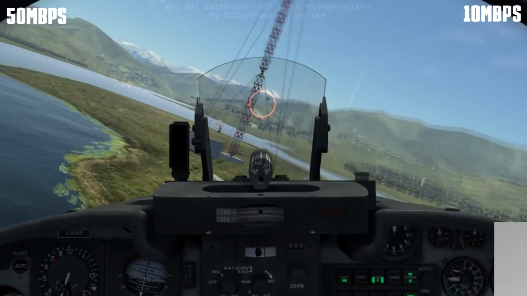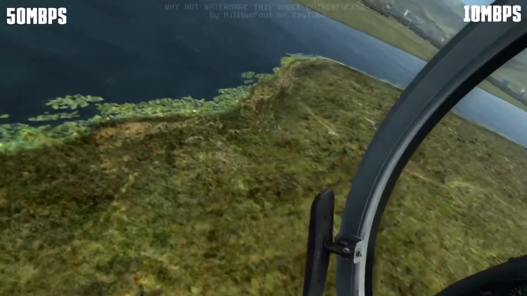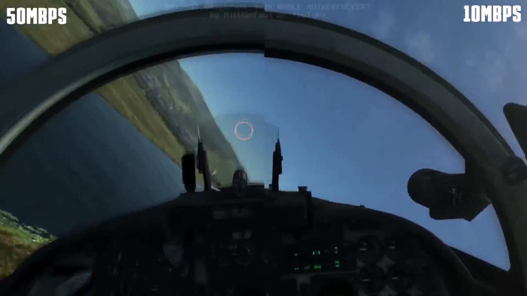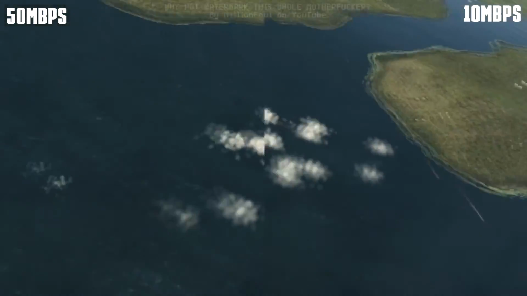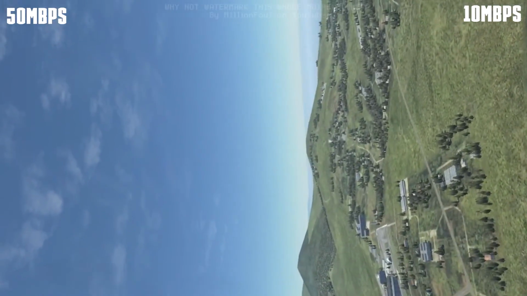You might be asking yourself, but why would I ever use the lower quality when it's visibly shittier? Well, that's an easy one to answer. It's because it's smaller, you fucking idiot, you goddamn moron.